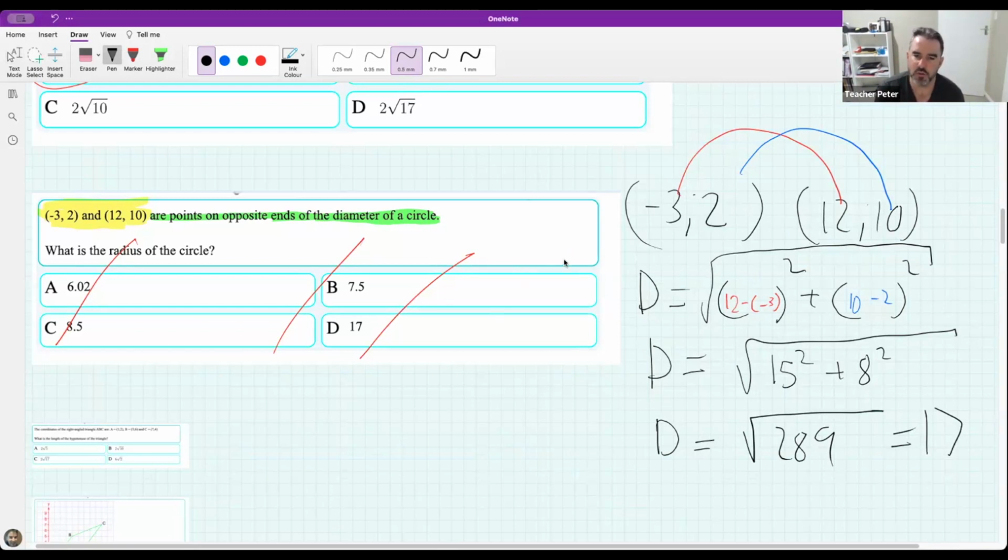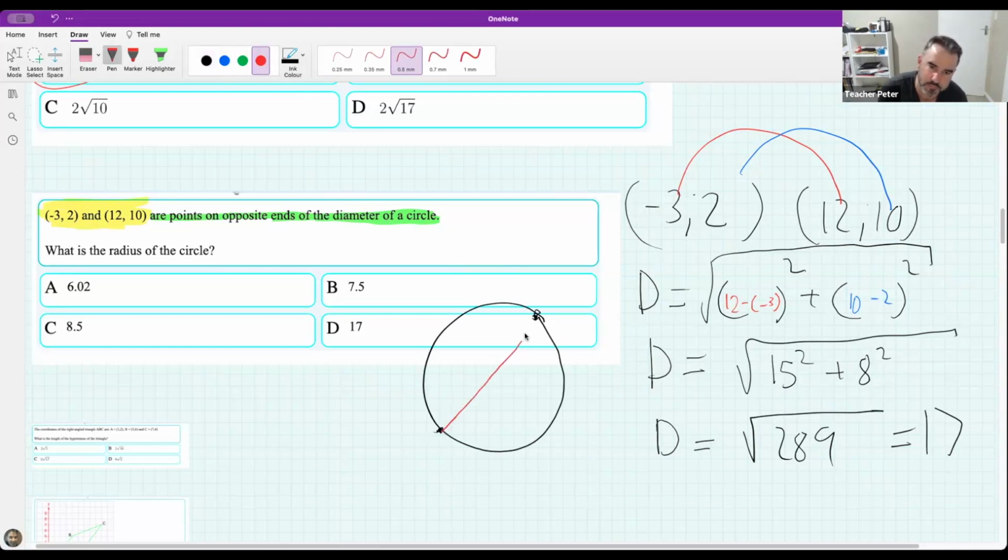Now, just to kind of go back to the actual question, it didn't ask us for the diameter, it asked us for the radius. So what you just worked out was the distance between those 2 points, and you've got the length 17. I want to know, and the question wants to know, what is the radius of the circle? Which option here would be the radius of the circle? A, B, C, or D?